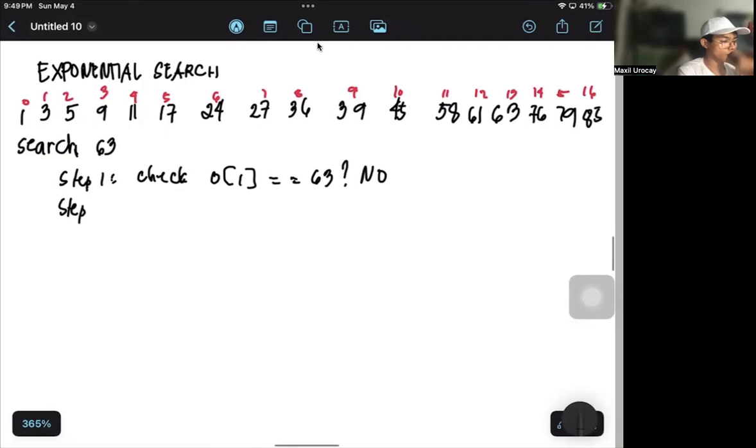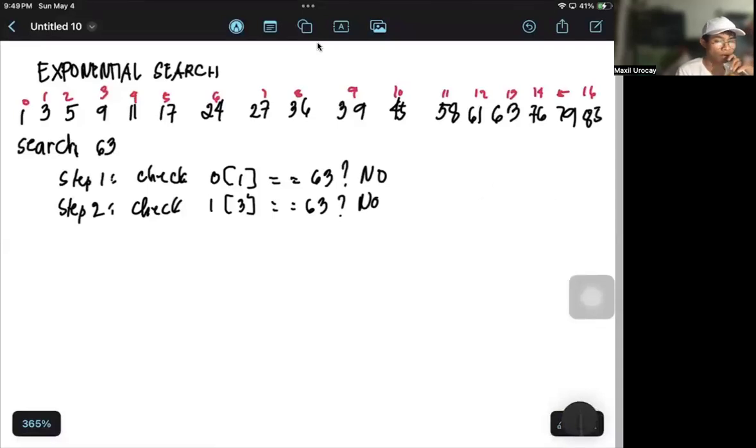So in your step two, what you will need to do right now here, check again, index 1. And what is the value at 1? That is 3. This 3, is it equal to the 63? No, still.